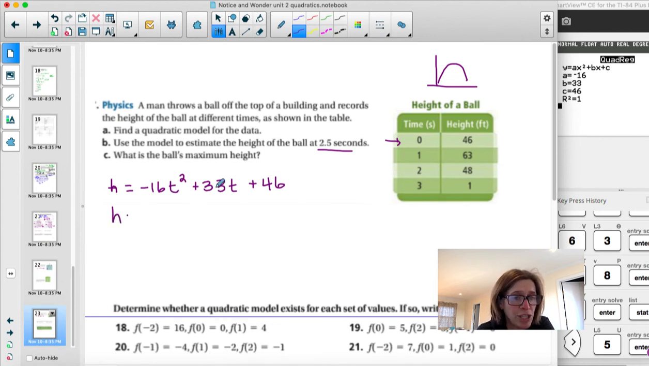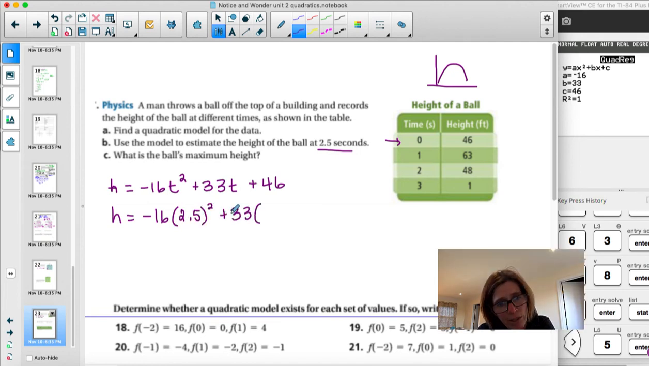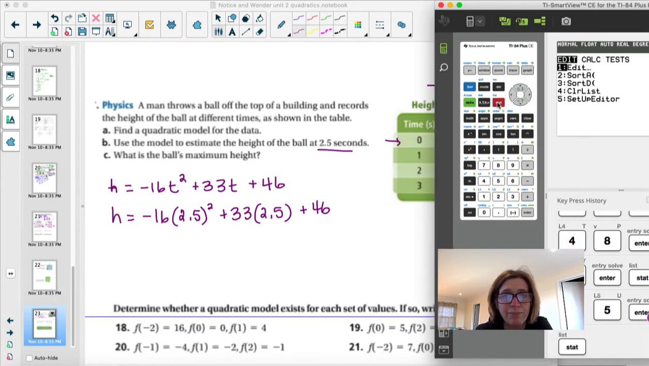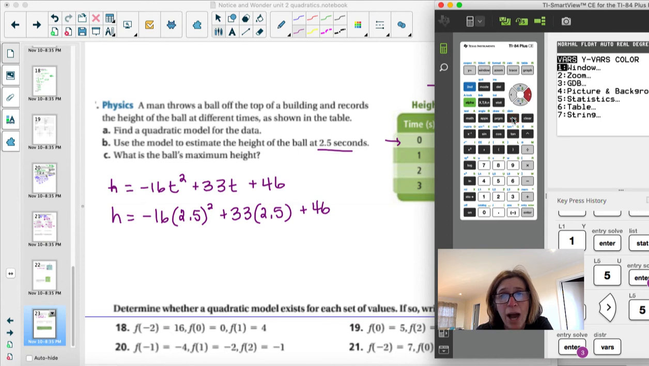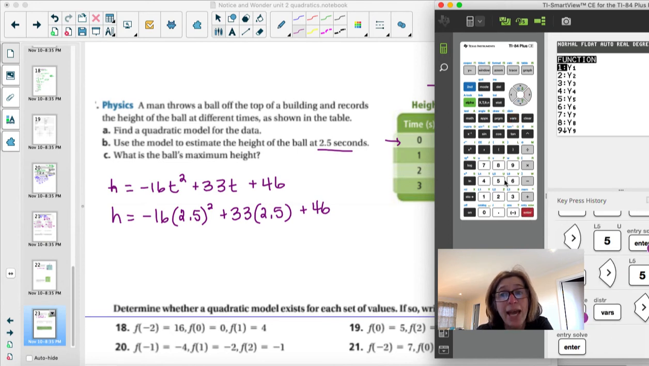So we would do h equals negative 16 times 2.5 squared plus 33 times 2.5 plus 46. Now, I do want to show you this on the calculator, a nice easy way to do this. Remember when we do stat and we calculate and we do the quadratic regression, you may remember we can go to store regression equation. If you go to store regression equation, you press vars and then y vars and then enter on y1. And now it's stored it in y1.